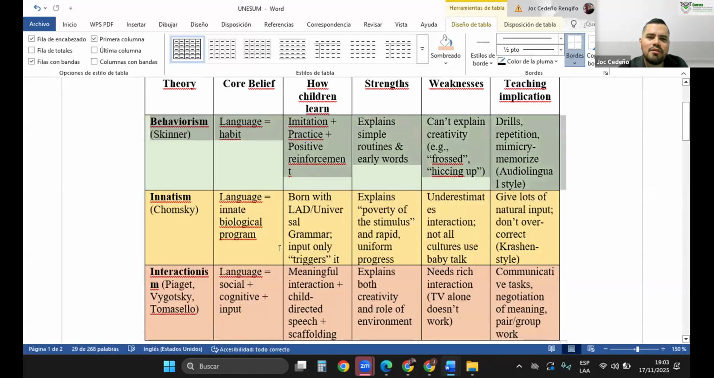So, do you think behaviorism works today? ¿Funciona o no funciona el conductismo hoy en día? What do you think? ¿Qué creemos? ¿Funciona o no funciona el behaviorism? Eso de estar listen, repeat, memorize. ¿Alguien que participe? En Spanish. Yes, you can speak Spanish, no problem.